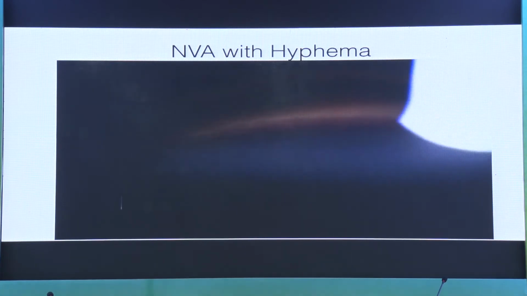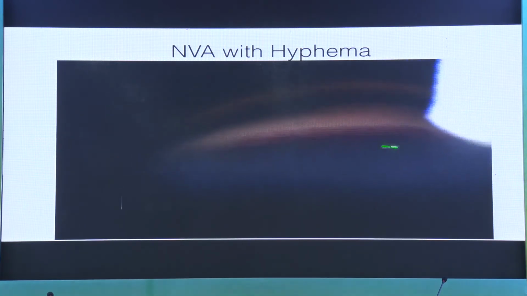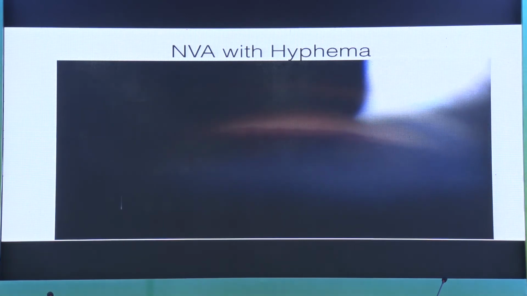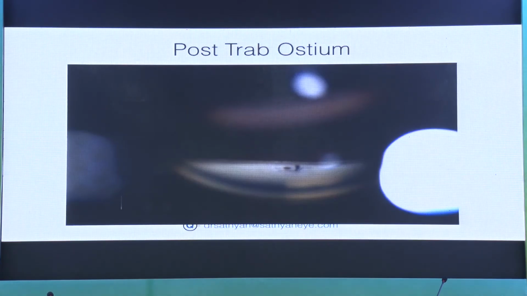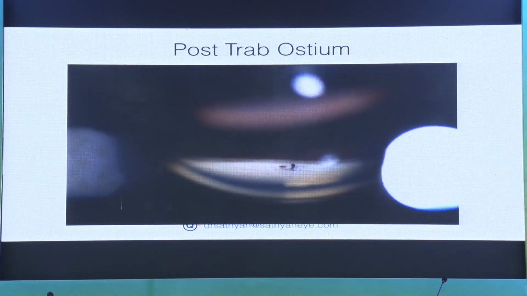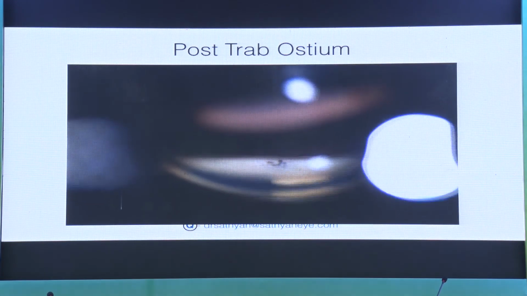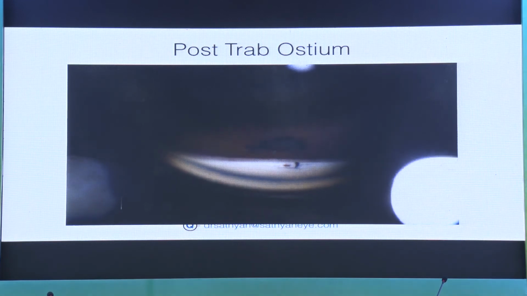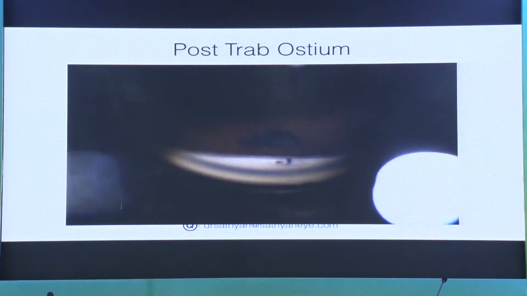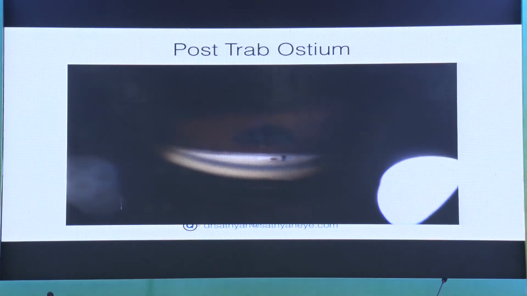So see this, there's a very tiny microhyphema with a bleed there. And when you are doing the trabeculectomy, we need to make sure whether the ostium is open or not. If you want to really see what is the actual cause for the high IOP, is it the scarring of the bleb or is the ostium closed? So you just go see the ostium.